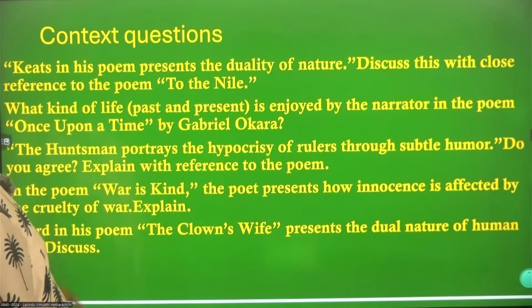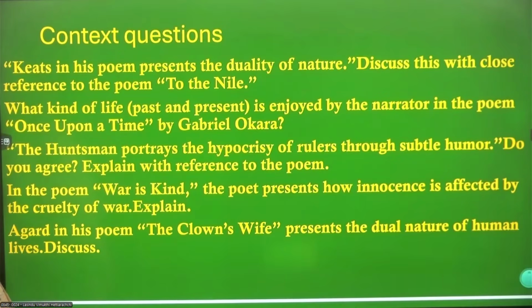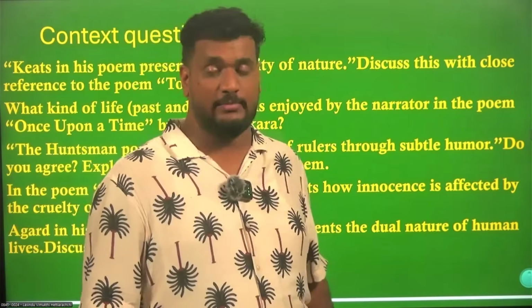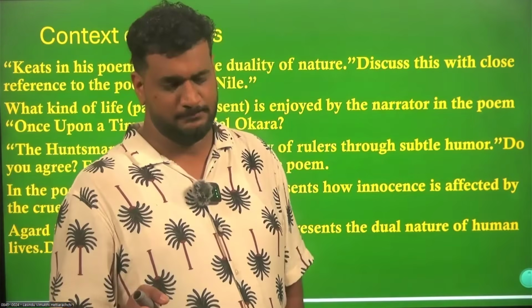After the context questions, we are moving into essay type questions. Basically, we are going to select our first question. Keats, in his poem, presents the duality of nature. Discuss this with close reference to the poem To the Nile. So, our first question will be from the poem To the Nile by John Keats.